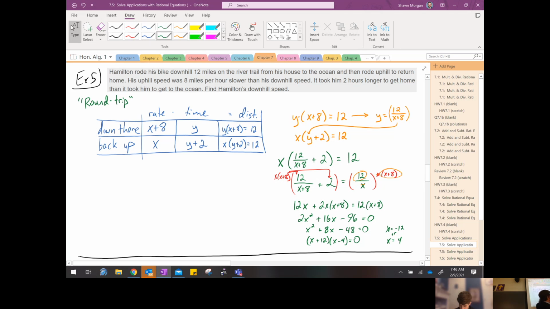What's negative 12 plus 8? Negative 4 miles an hour. Does that make any sense? No, of course not. So we'd throw out that negative 12, and we'd say, okay, if he's going uphill at 4 miles an hour, how fast is he going downhill? He's going 12 miles an hour, which is what they were asking us to find. So, going back to Paul's point earlier, we want to make sure that we answer the question. It's not always just, hey, what does x equal? And then, all right, I'm finished. Answer the question that they're asking.